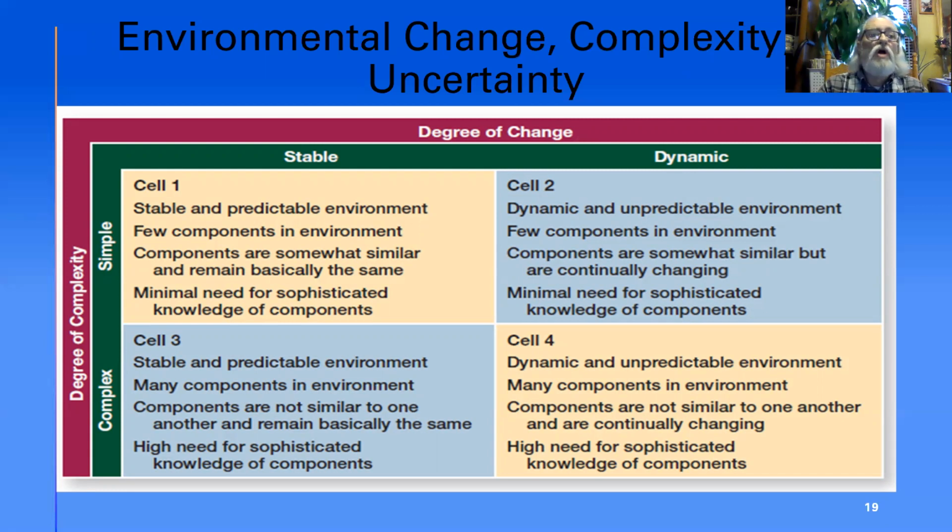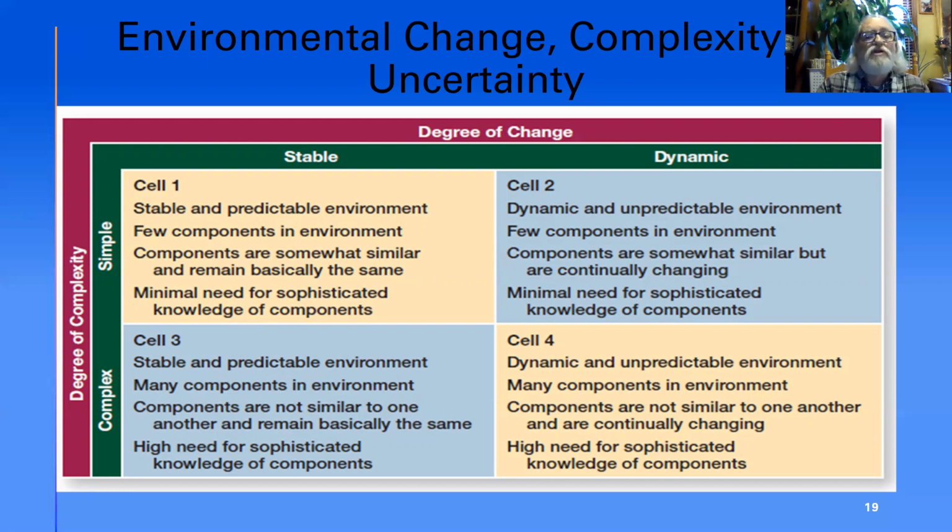If you look over in cell two, where degree of complexity is simple, but you have still a dynamic environment, then there is that uncertainty that results in some unpredictability. The components are kind of similar, the parts that are interacting, but they are all continually changing. But they don't have as many components as you would see down here in cell four, where we have a complex and dynamic environment. So that is very unpredictable, lots of components. They are similar to each other and they're continually changing or adapting over time. And so you do need a little bit more knowledge of each of the components in order to be effective.